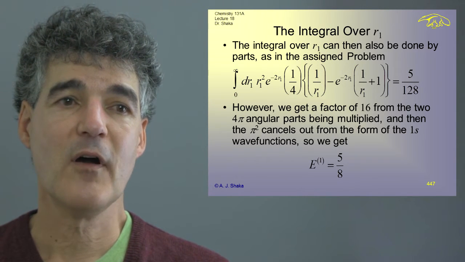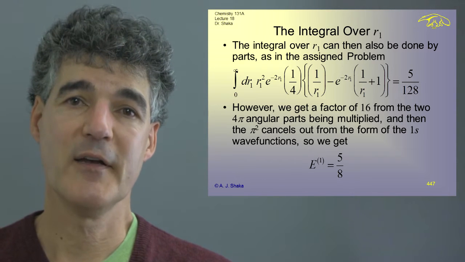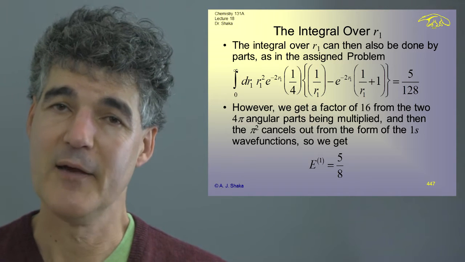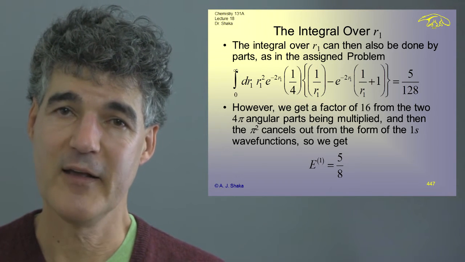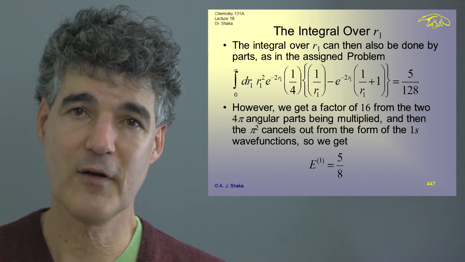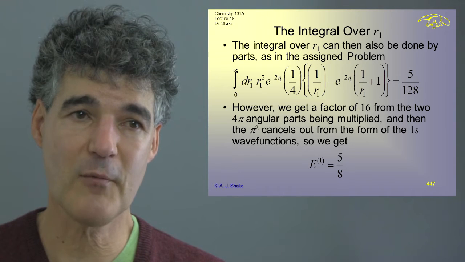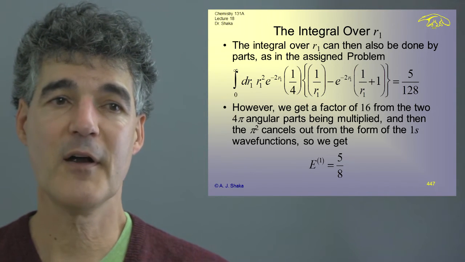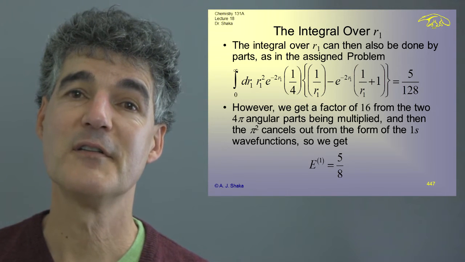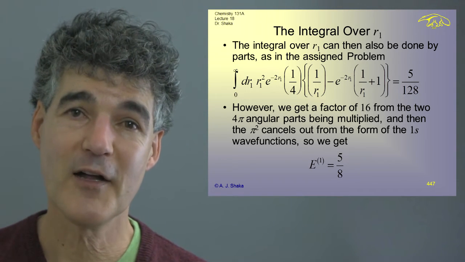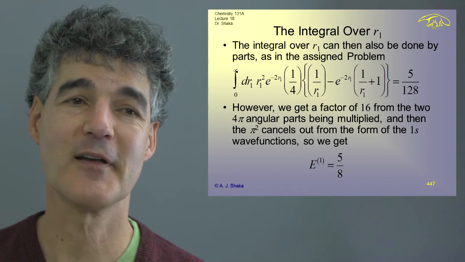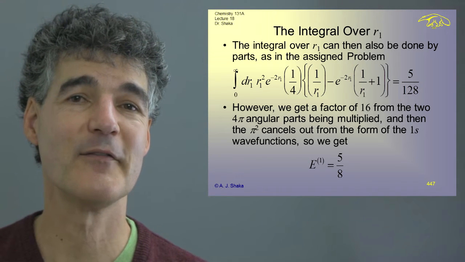The integral over R1 can also be done now by parts. So you've got the integral over R2, which was conditional. Now you've done that. The integral over theta 1 and phi 1 I said was 4 pi. The integral over R1, now you've got this function of R1. You've got to do it by parts again. And that integral turns out to just be 5 over 128. And that's the way these things sometimes work. And that usually means you've done it right if it works like that.